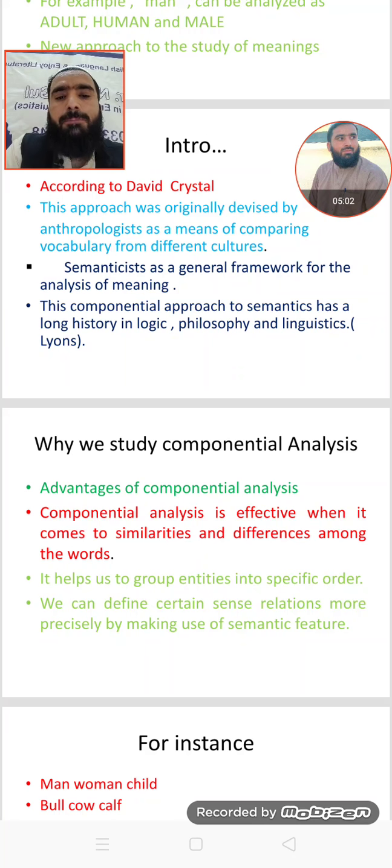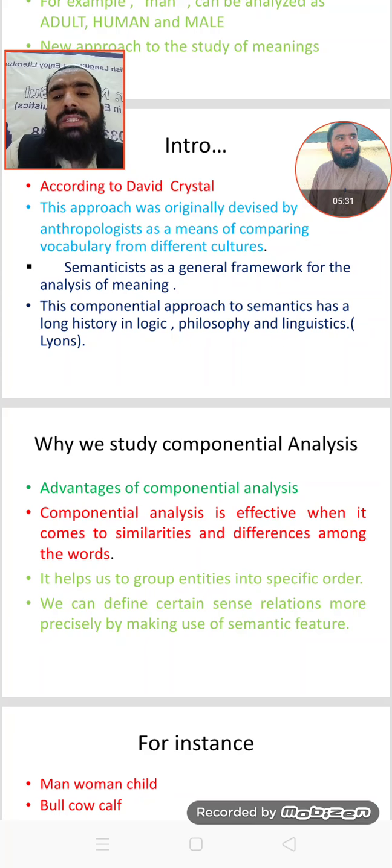This componential approach to semantics has a long history in logic. It was used in logic, a branch of philosophy, and in linguistics. This is also the historical point of view regarding componential analysis. So this approach was taken up later on by linguistic semantics.